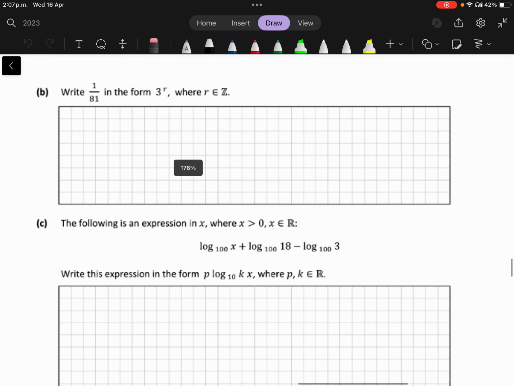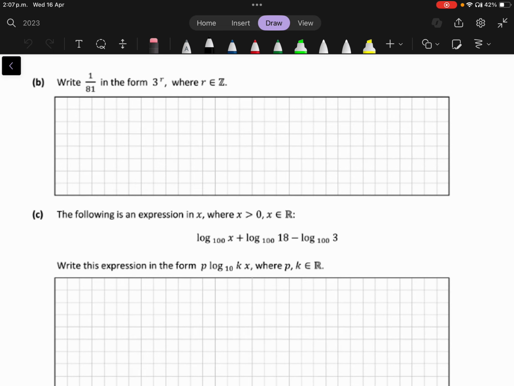The first one is: write 1 by 81 in the form 3 to the power of r. This is quite a simple question. We had already learned this in junior cycle and we have been continuing this, so it's pretty easy. So 1 over 81 is equal to 3 to the power of r. Since the base is 3 here, you need to write 81 in terms of 3. We know that 81 is 3 to the power of 4, so you can write 3 to the power of minus 4 is equal to 3 to the power of r, so r is equal to minus 4.